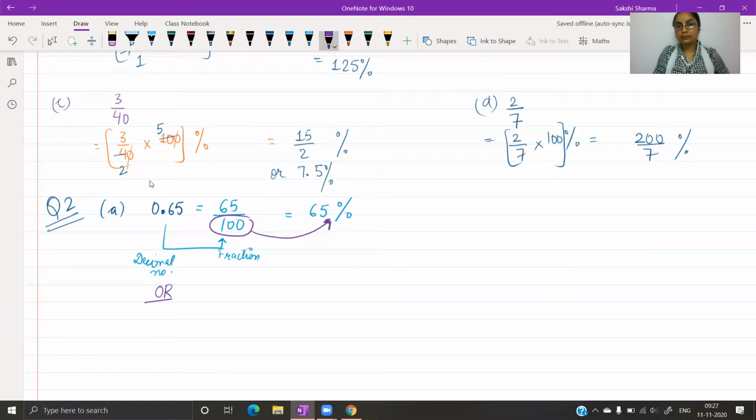The other way is, if you cannot figure out that it can be written this way, what you can do is you have 0.65, follow the same method you followed in the first question. So 0.65 can be multiplied with 100%. And then you can just solve these numbers. This is the same way we did in the first question. Multiply with 100% and then solve. And when you solve, this will be 65%.